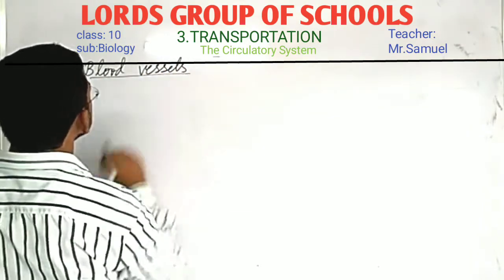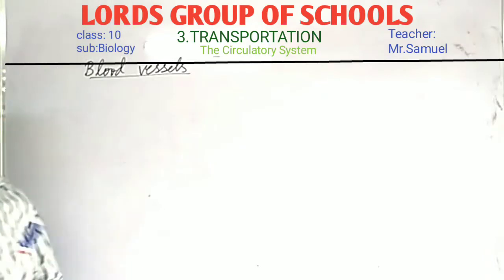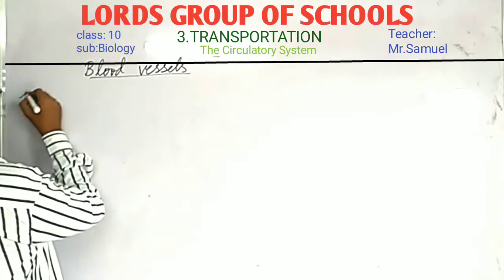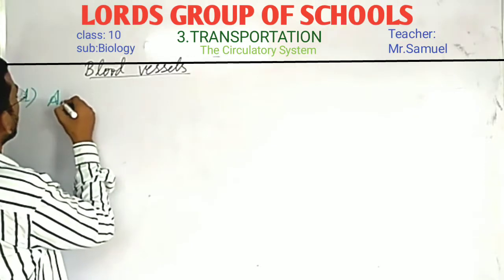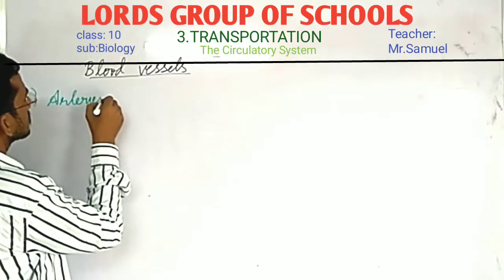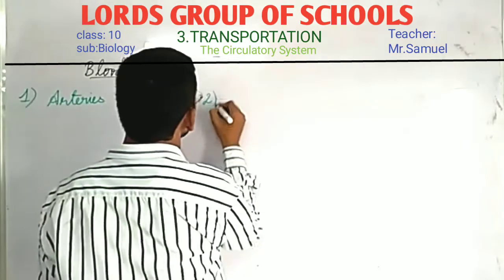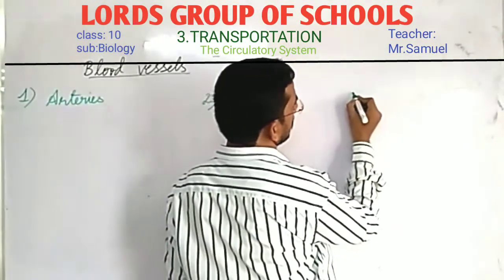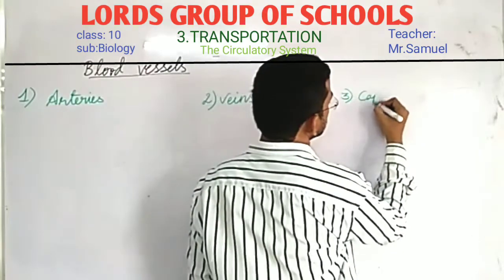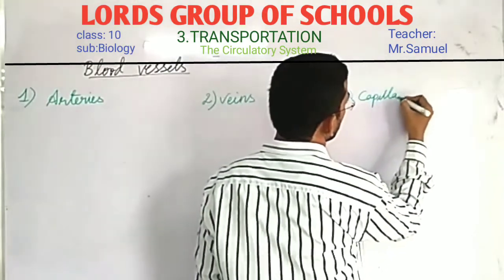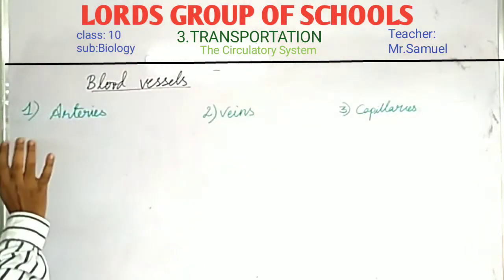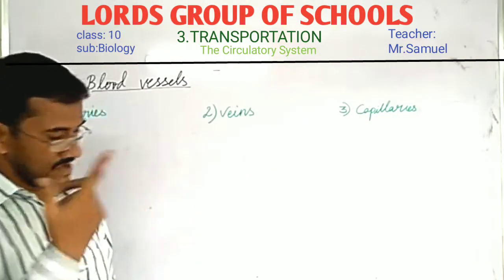Blood vessels. So there are three types of blood vessels. They are arteries, veins, and capillaries. Let us see the structure of artery, then vein and capillary.